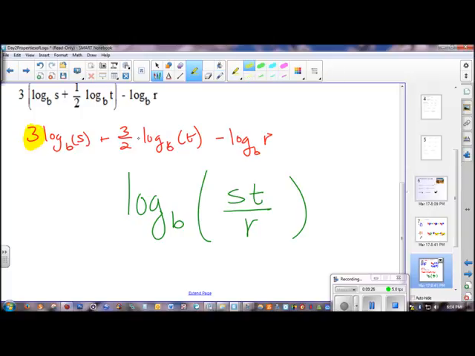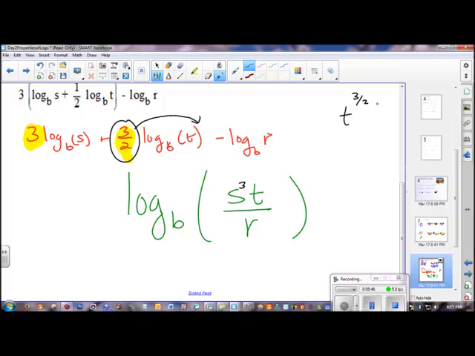I have a coefficient of 3 and I have a coefficient of 3/2. 3 is on the s, so I'm going to take that coefficient of 3 and move it up on the s as an exponent. The coefficient of 3/2 is being moved up as an exponent on the t, but let's take a look at that aside for a second.